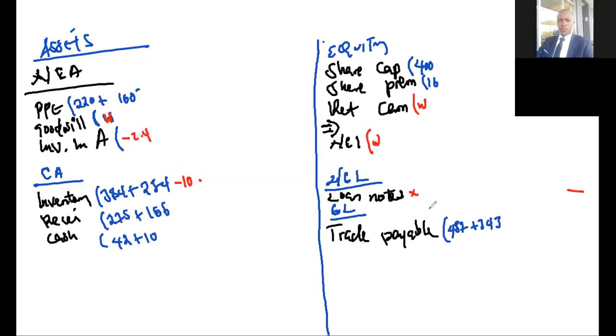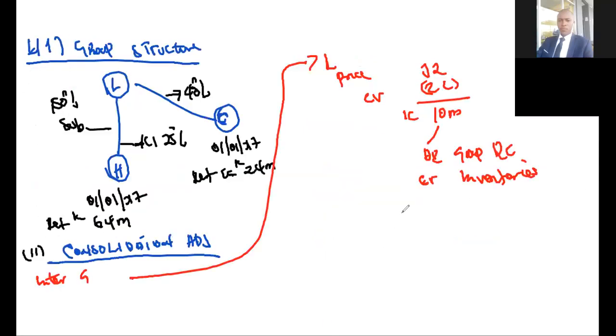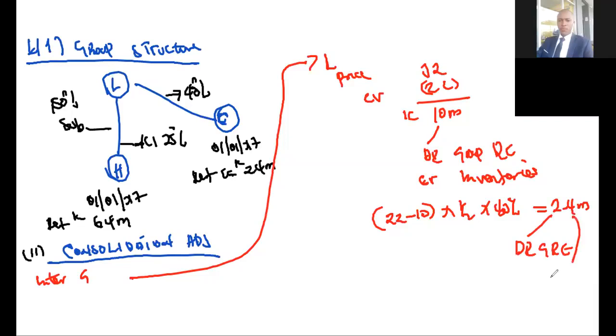So that was for the associate. It was simply 22 million minus 10 million multiplied by 1 over 2, the half, multiplied by 40%. And then we have our 2.4 million, which we are going to debit to our group retained earnings and also reduce the investment in the associates.